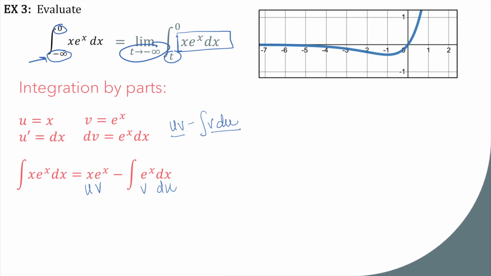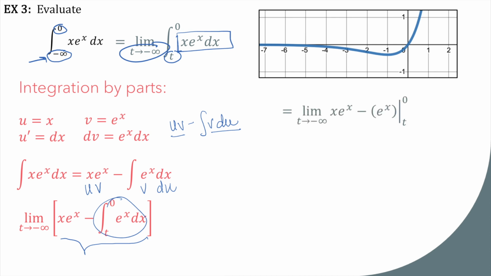Now let's go ahead and rewrite that in our limit notation so we don't forget what we're doing here. The limit as t approaches negative infinity of this whole problem. And then we'll integrate that fellow there. The antiderivative of e to the x is just e to the x. Now we can evaluate from t to 0. So we have f of 0 minus f of t. Now we have a 0, that goes to 0. e to the 0 is 1.